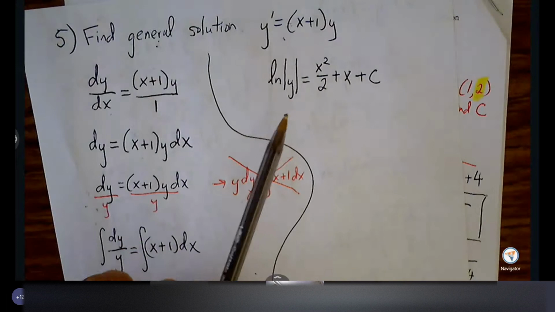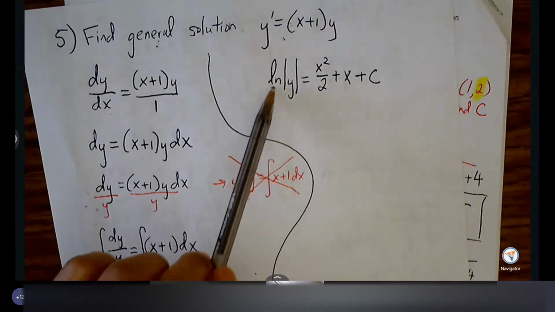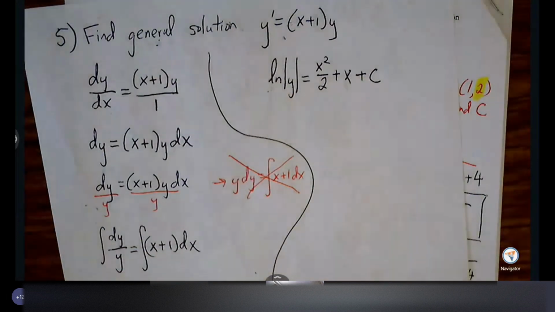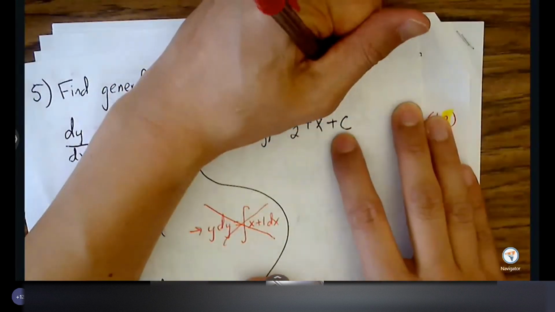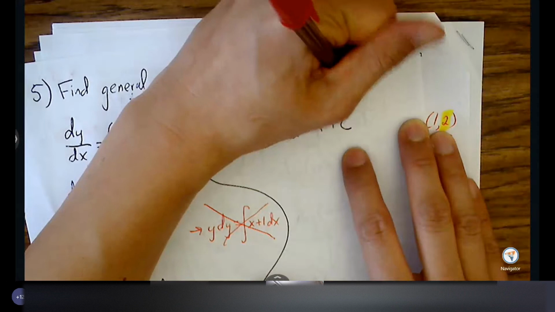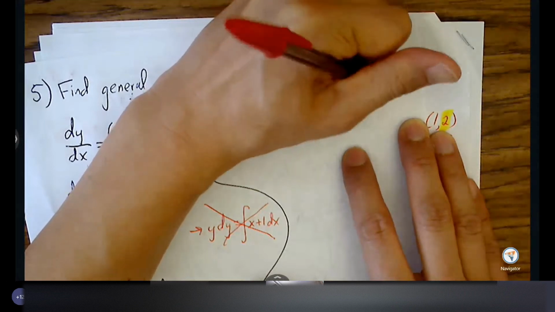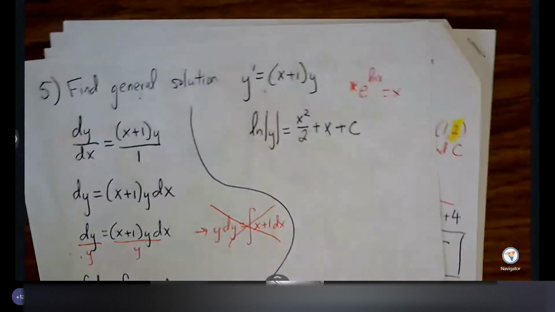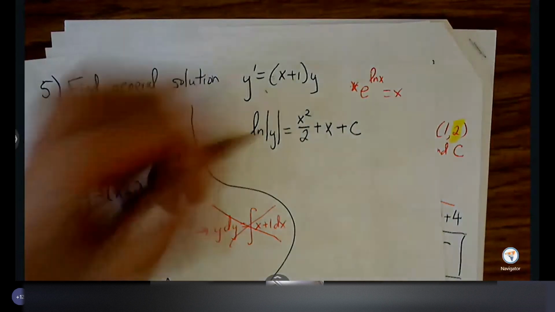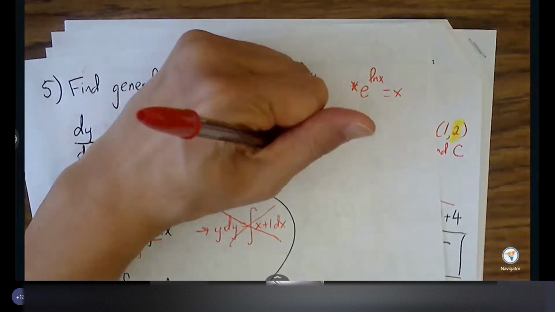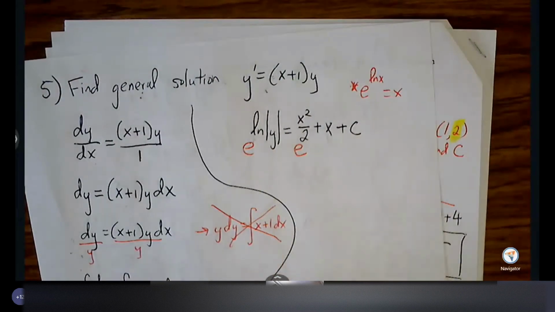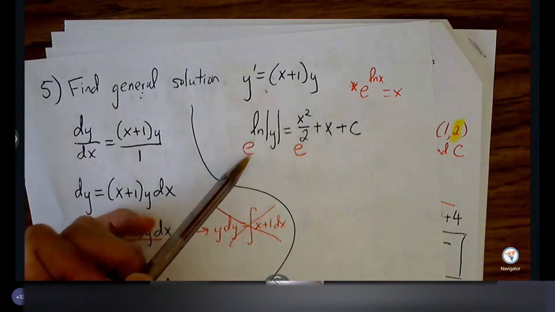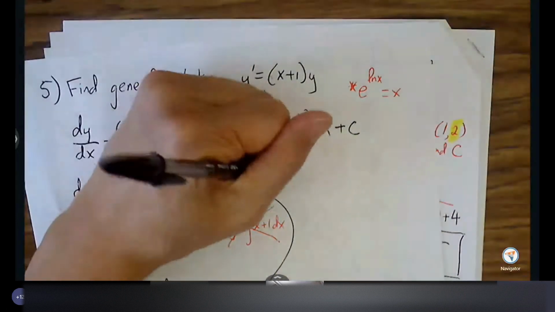What can I do to resolve the messiness on the left side? Put it to the e. Yeah, so we know natural log. I want to undo that natural log, so I want to involve the inverse function. So I'm going to use this property. I know that e to the natural log of x is equal to x. So if I can raise both sides with e as the base, I can clean up the left side. And whatever I apply on one side of the equation, I'm going to balance on the other side of the equation. Left side cleans up, e to the natural log just becomes absolute value of y.